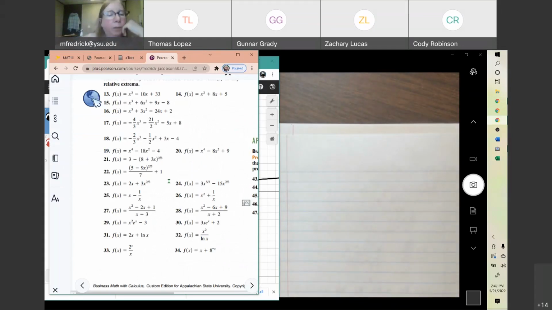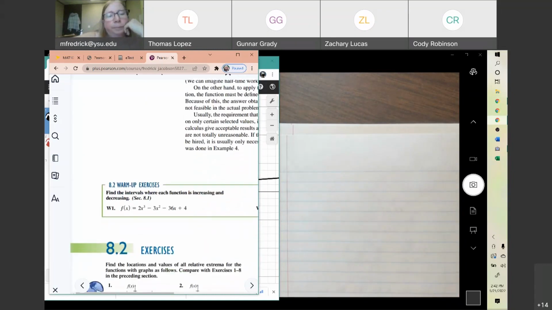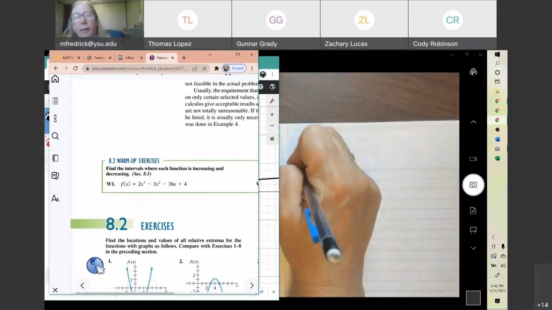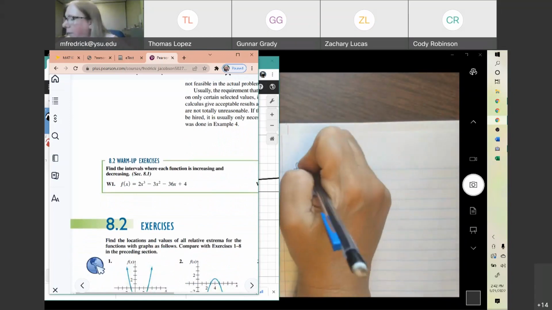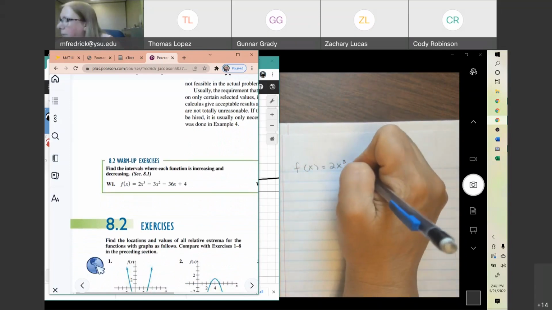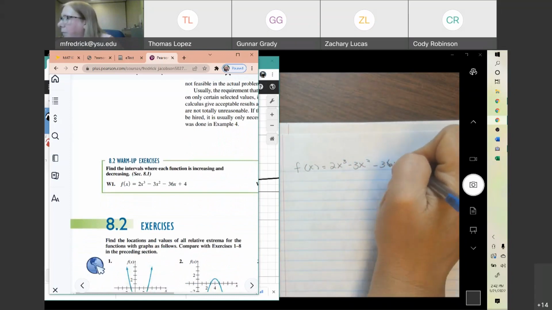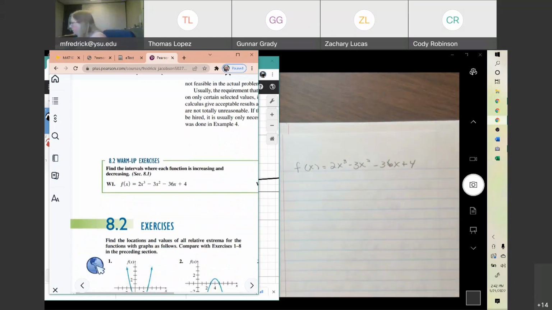I want to show you one if we had endpoints. So if we had this warm-up one, f of x equals 2x cubed minus 3x squared minus 36x plus 4. And they told us the endpoints were, yeah, -5 to 10.